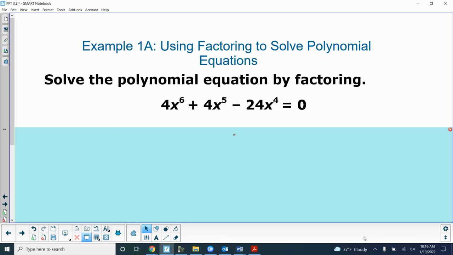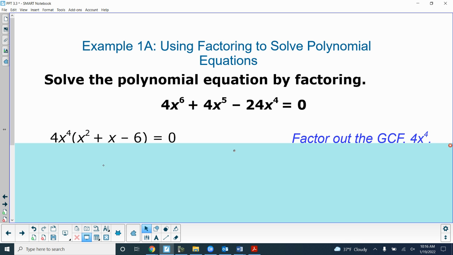All right. So what do we always do when we factor? What's the first thing we always think about? GCF. Do we have a GCF? Yes. What is it? Good. 4x to the fourth. Very good.